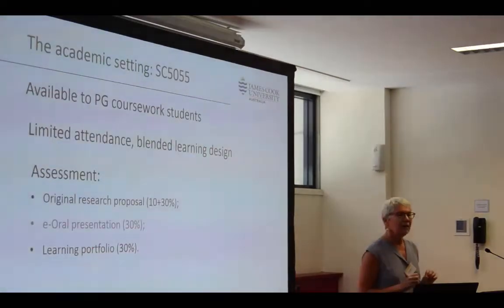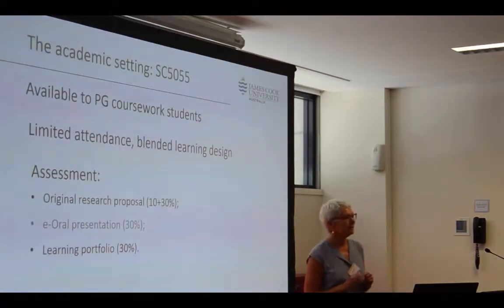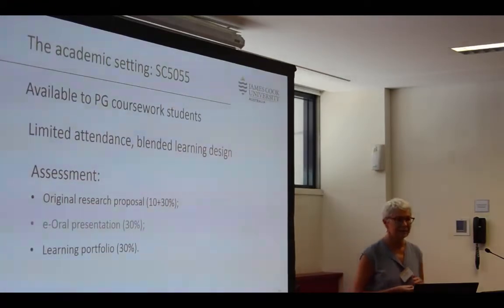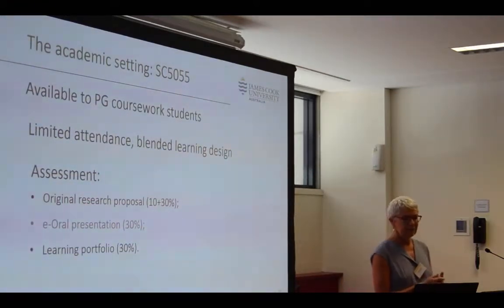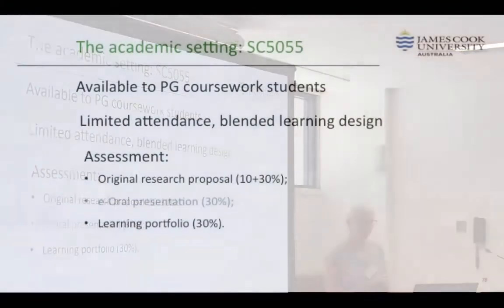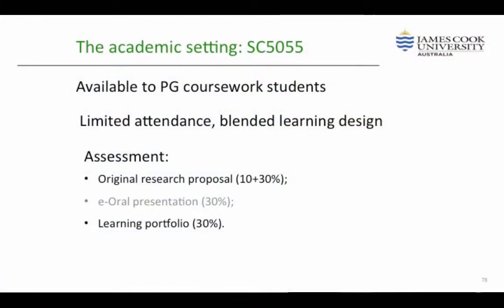Okay, so how did JCU go about training students in research skills? The subject, SC 5055, was called Research Methods and Communication in the Natural Sciences. And we took communication as a very important and effective way of trying to enhance both critical thinking but also critical reflection.